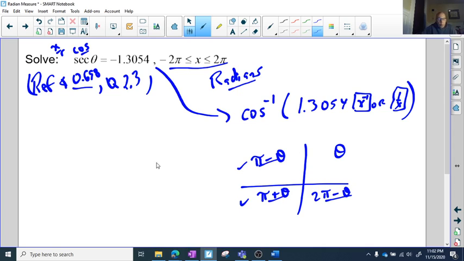All right, so let's get our possible answers then. So theta could be pi subtract this angle. So pi subtract 0.698 is 2.444.